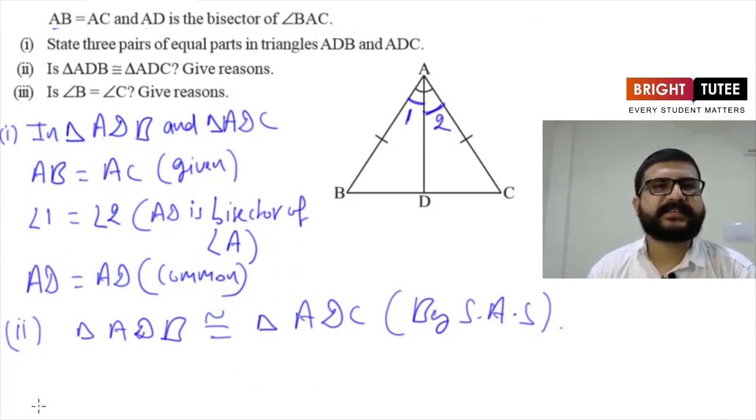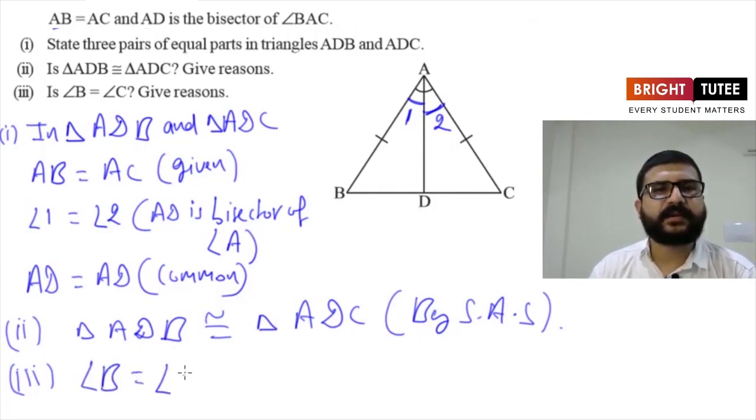Now the third question here is angle B equal to angle C? Now what do you think about this? Here we know now triangle ADB is congruent to triangle ADC. Now what about corresponding angles? Are they going to be equal? Yes, they are going to be equal only because triangles are congruent. And we know if two triangles are congruent, then their corresponding parts are equal. So it means we can say angle B is equal to angle C by CPCT. And what is CPCT? It is corresponding parts of congruent triangles.